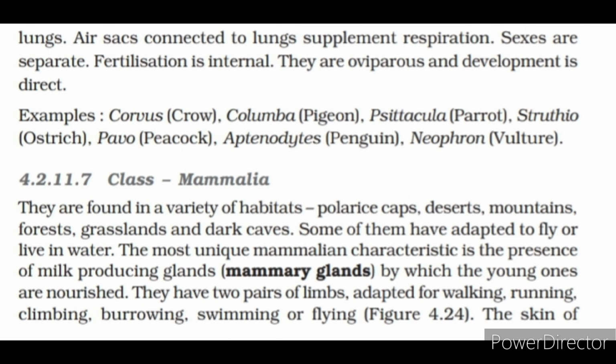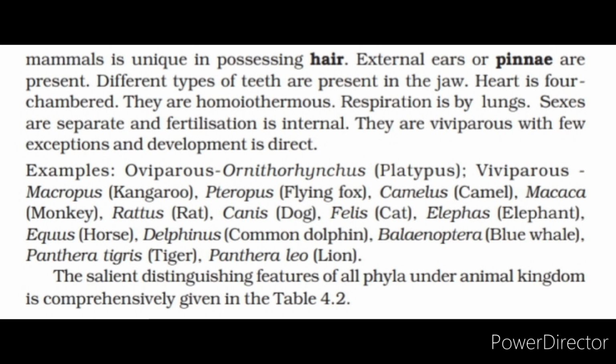Class Mammalia. They are found in a variety of habitats: polar caps, deserts, mountains, forests, grasslands and dark caves. Some of them have adapted to fly or live in water. The most unique mammalian characteristic is the presence of milk-producing glands, mammary glands, by which the young ones are nourished. They have two pairs of limbs, adapted for walking, running, climbing, burrowing, swimming or flying. The skin of mammals is unique in possessing hair. External ears or pinnae are present.